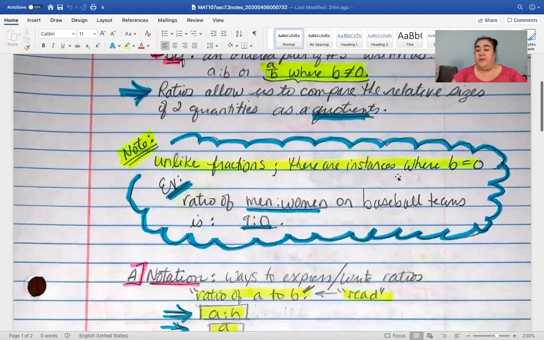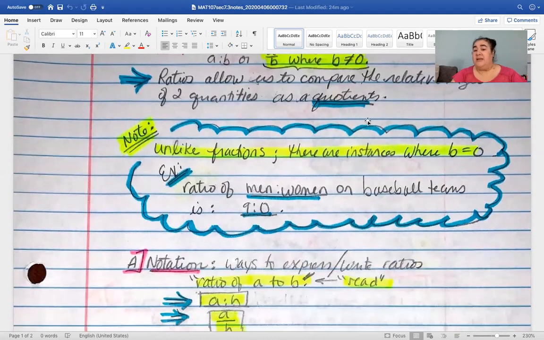Now, important note, and this is why we highlighted earlier that although we do write ratios as what looks like a fraction when b is not equal to 0, because as you know, in fractions, the denominator being equal to 0 means the fraction is undefined. But when we're talking about ratios, unlike fractions, as you can see in the highlighted portion here, there are instances where we allow b to be equal to 0 because it depends on the kind of ratio we're discussing.